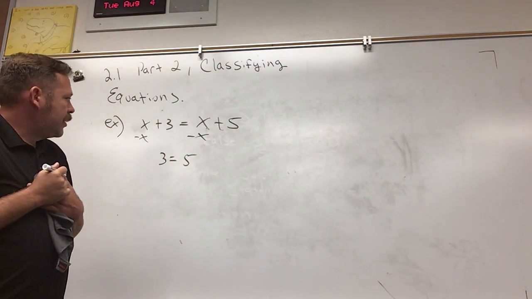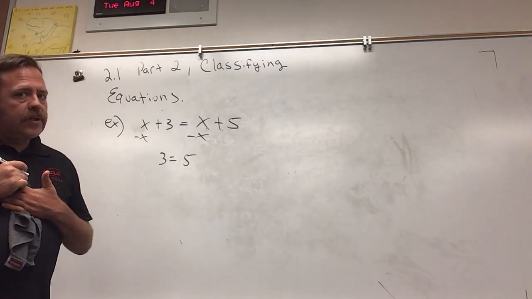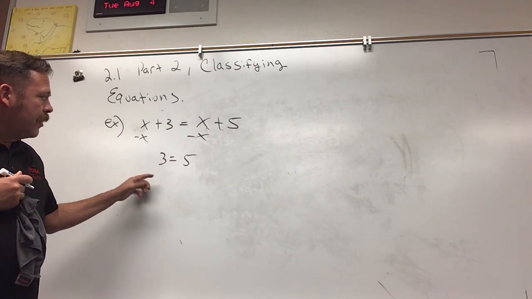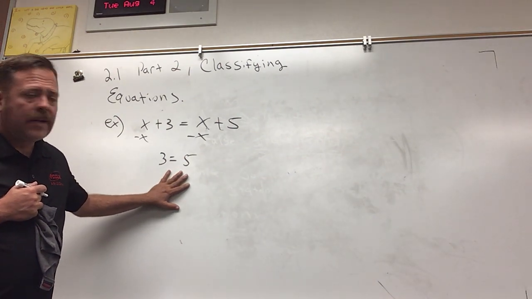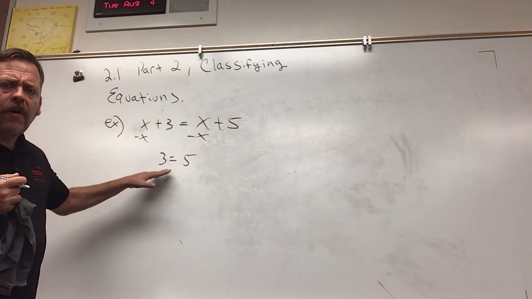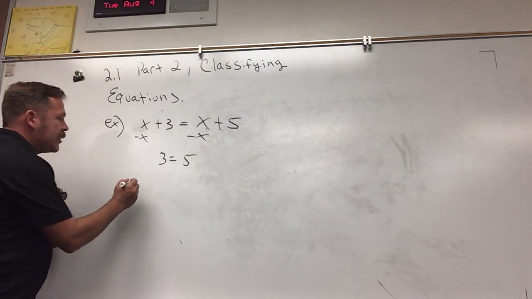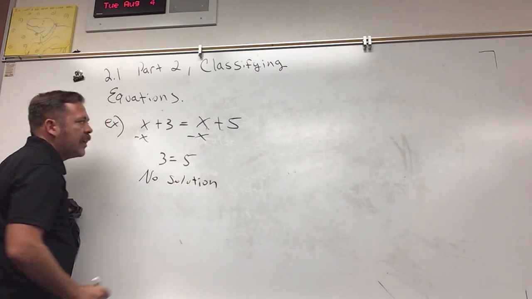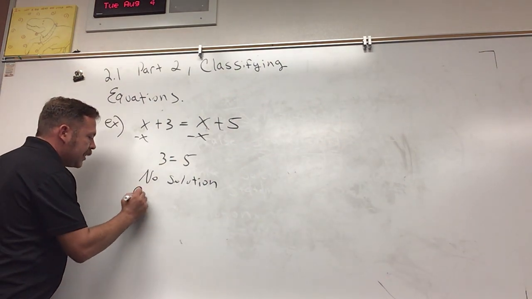And this isn't saying that x equals a number. We don't know what x equals because they all went away. So we're going to determine what kind of statement this is, and 3 equals 5 is not true. That's not true, at least in any world that I want to live in. And when we're left with a false statement like that, we can't find a solution for x, and we would say there is no solution. There's nothing that could make this true, and we would classify it as a contradiction.